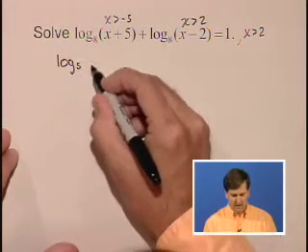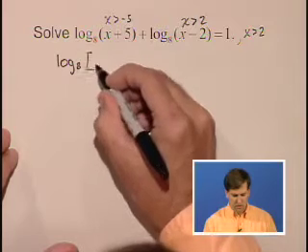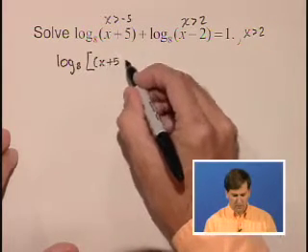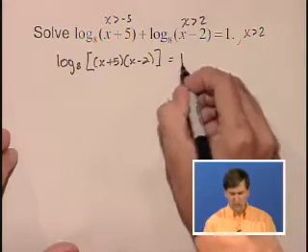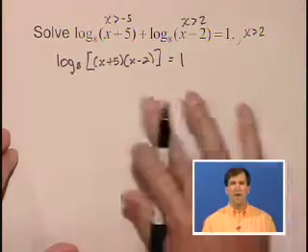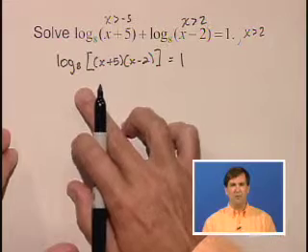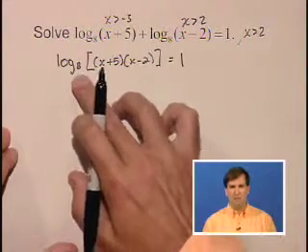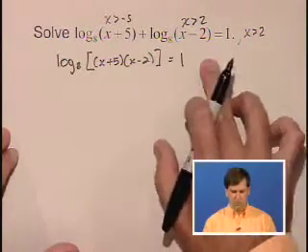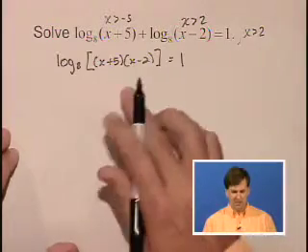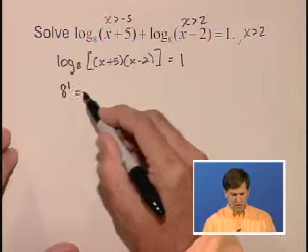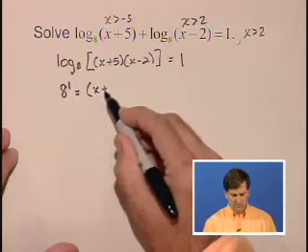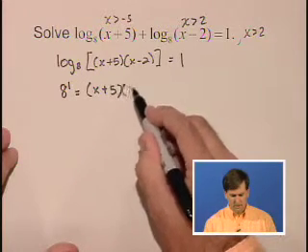Log base 8 of x plus 5 times x minus 2 is equal to 1. And now that we have this written as a purely logarithmic statement, the log base 8 of some stuff is equal to 1, I'm going to write it as an exponential statement. 8 to the 1 is equal to x plus 5 times x minus 2.